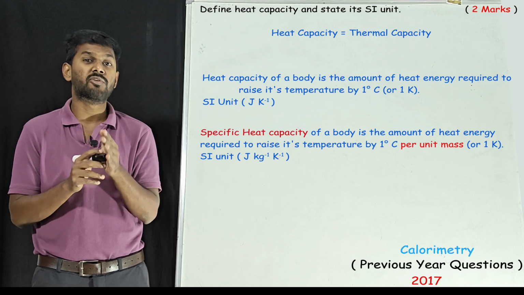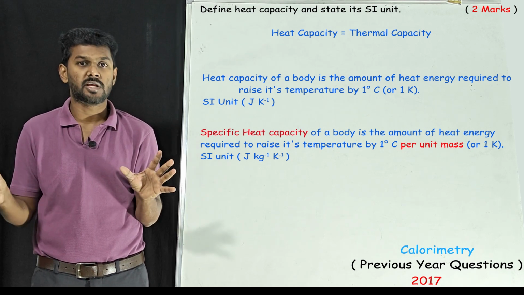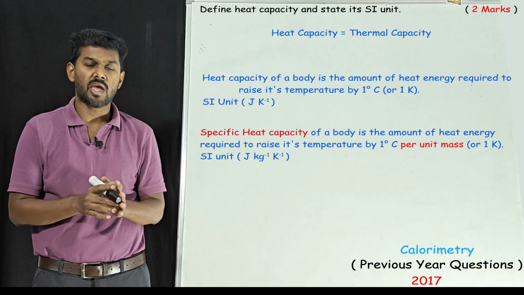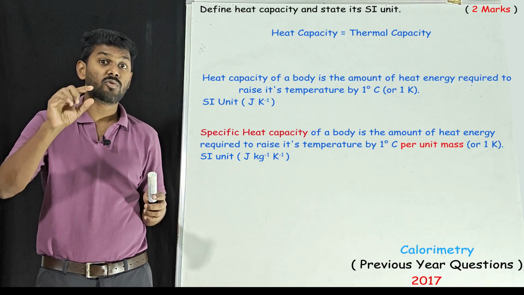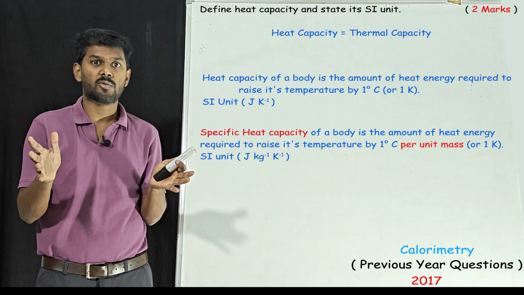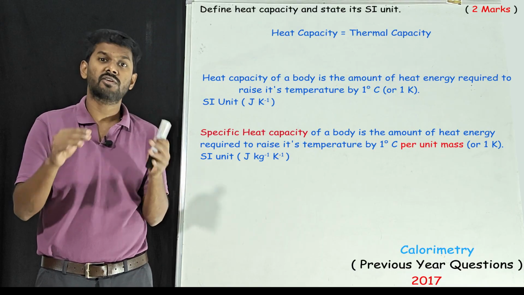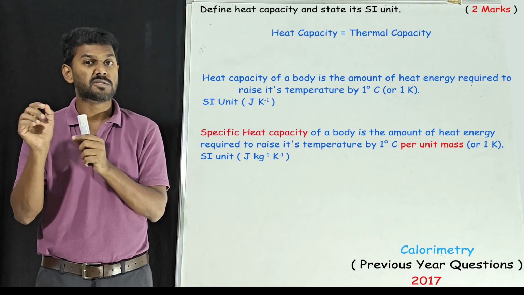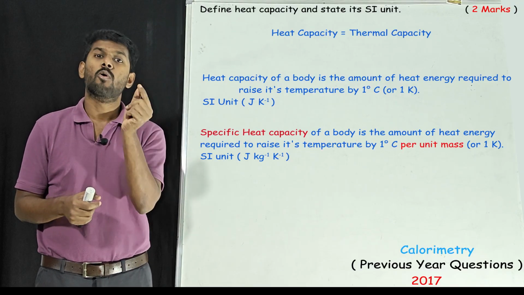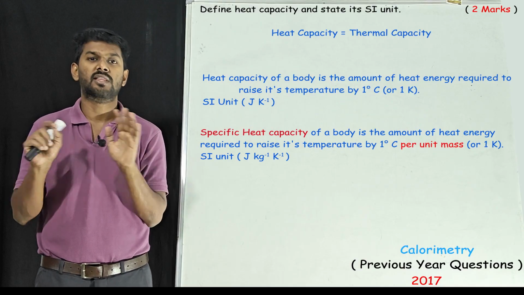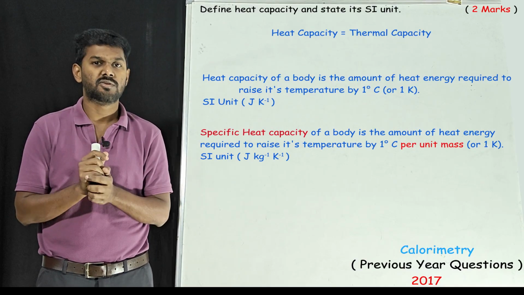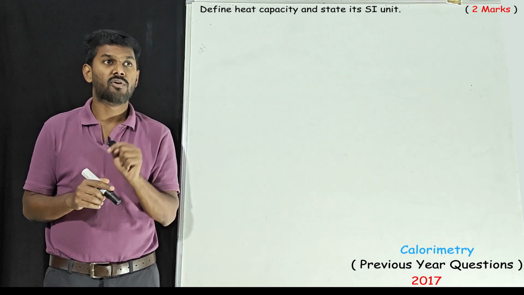So what is the difference between heat capacity and specific heat capacity? Heat capacity is about the complete mass of an object. So how much energy is required to raise the temperature by 1 degree Celsius for the complete mass of an object. If the mass is 5 kg, we'll calculate it for 5 kg. But specific heat capacity will be calculated for unit mass. Unit mass means 1 gram or 1 kg. That's it. This is the main difference between heat capacity and specific heat capacity.